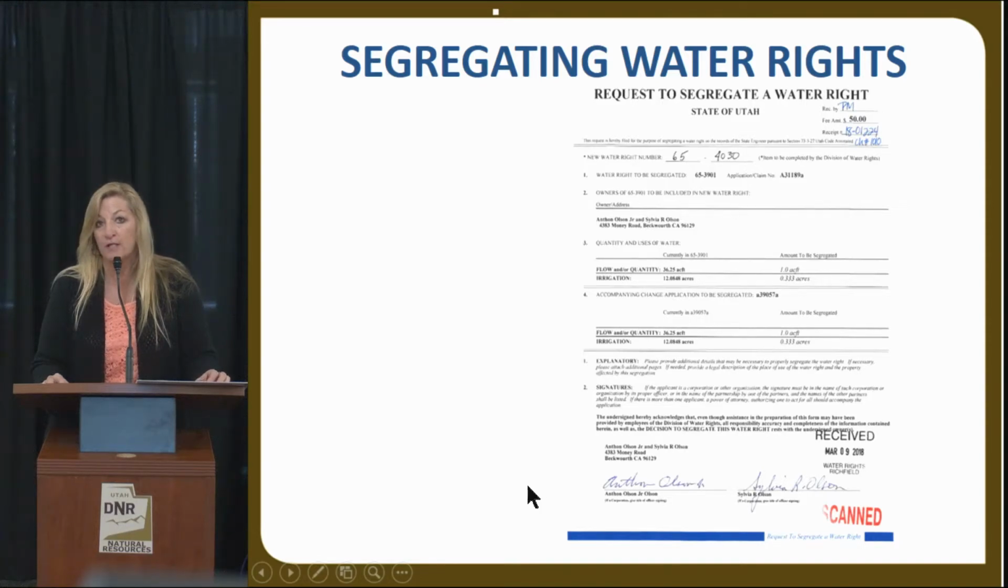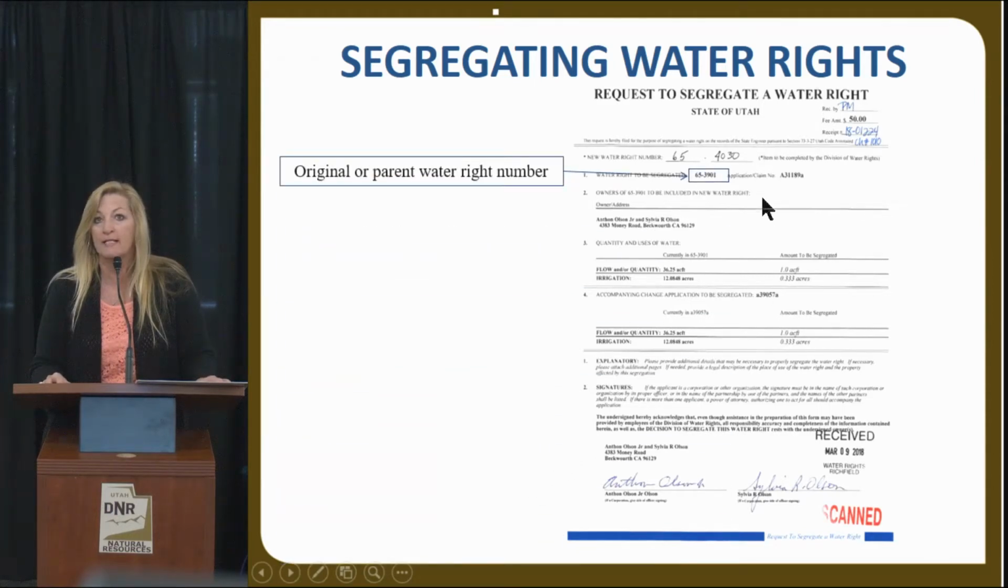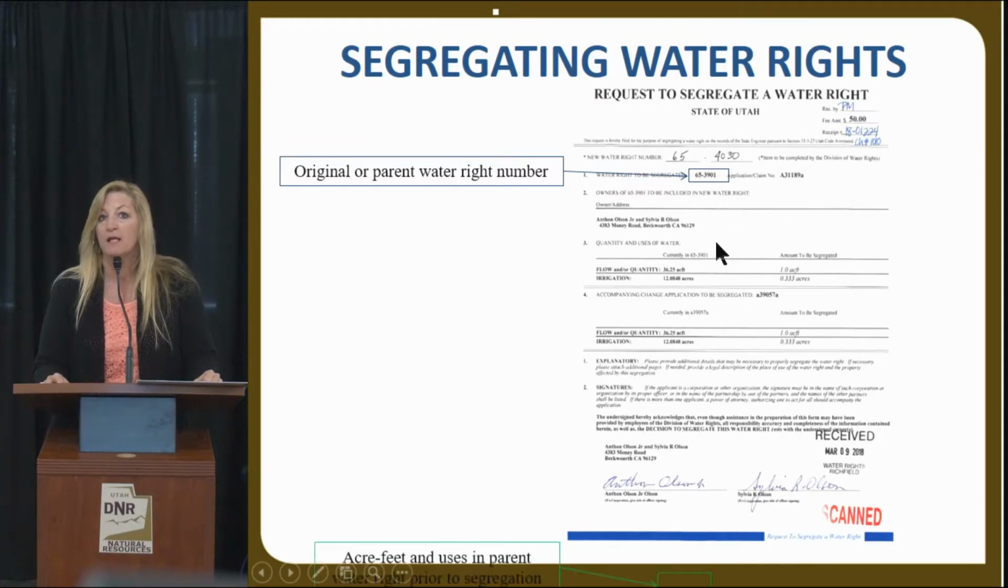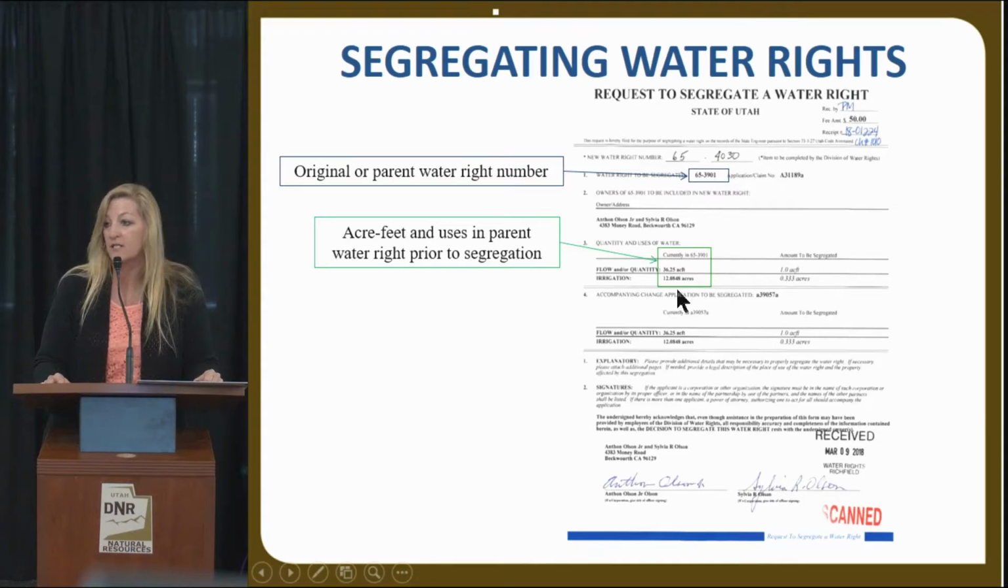This is the request to segregate a water right form. It is found on our applications forms link from our homepage. The elements that we look at for segregating a water right will start with the water right number, and this number will then be referred to as the parent right. Then the owner, the amount of water and the uses. Now, if the water right you're looking at is stating it's unevaluated, it's going to tell you here. I think we've updated the form to tell you unevaluated cannot split.